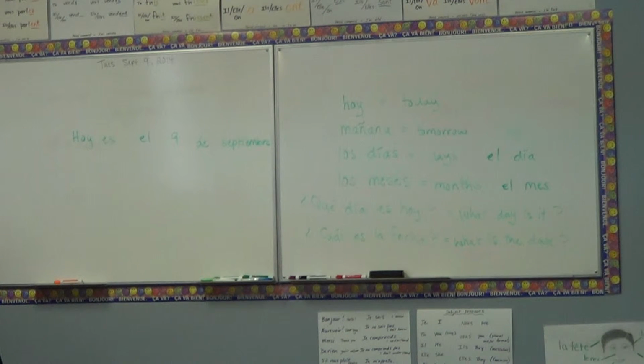Lunes. Número 3. ¿Qué día es mañana? Martes. ¿Cuál es la fecha de mañana? Hoy es el 8 de julio. Good. And instead of saying hoy es, you'd want to say mañana es. Tomorrow, mañana es.